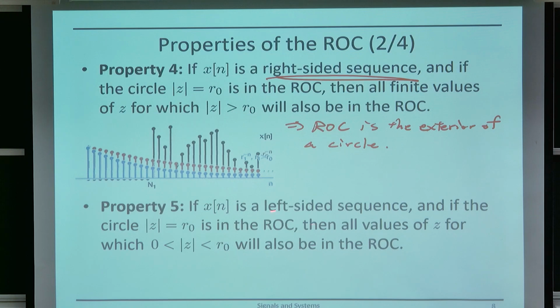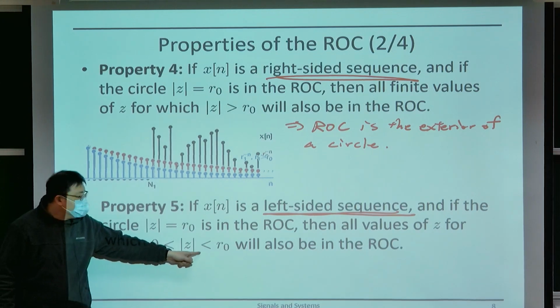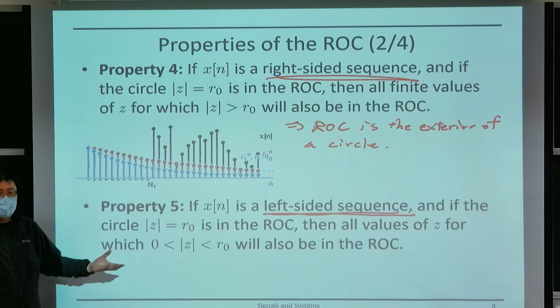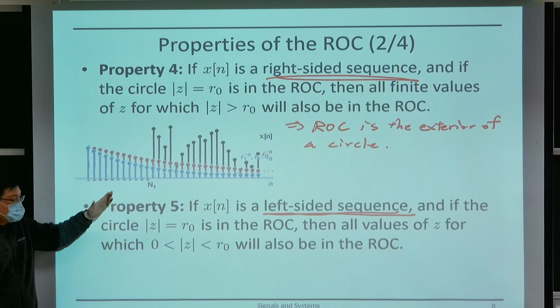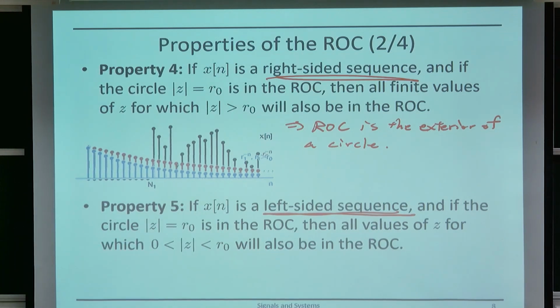Now, similarly, if you have a left-sided sequence and you know that this circle is in the ROC, then picking any value of r less than r0 will also successfully suppress the signal on the left-hand side. So if your signal is left-sided, then your region of convergence should be the interior of a circle, okay?